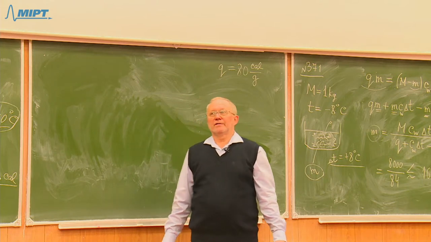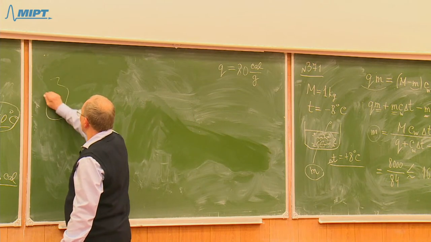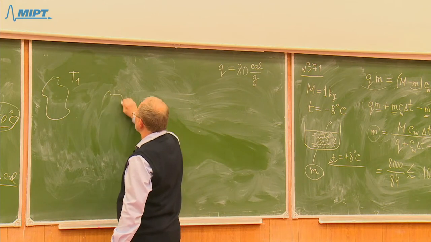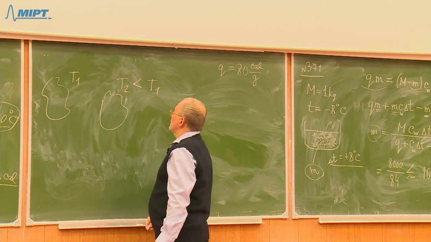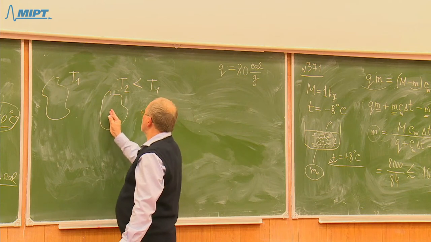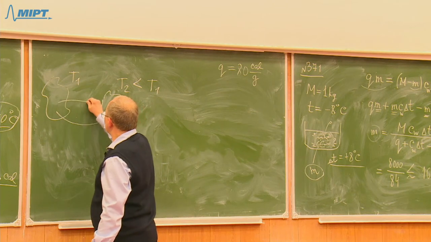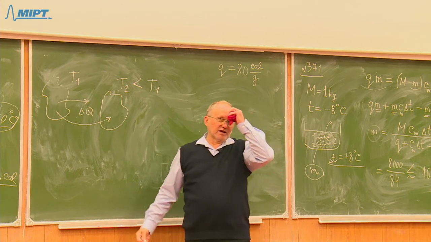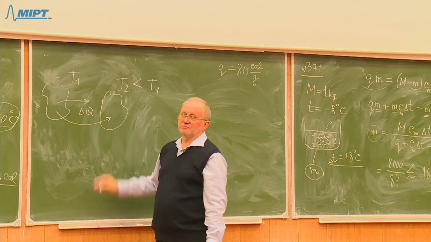like heat energy transfer. If you have some heated object at high temperature T1, and some other object at lower temperature T2, which is lower than T1, then the heated object will somehow transfer heat energy to the cold object. That is the experimental fact. Heat energy always flows from a heated body to a cold body.